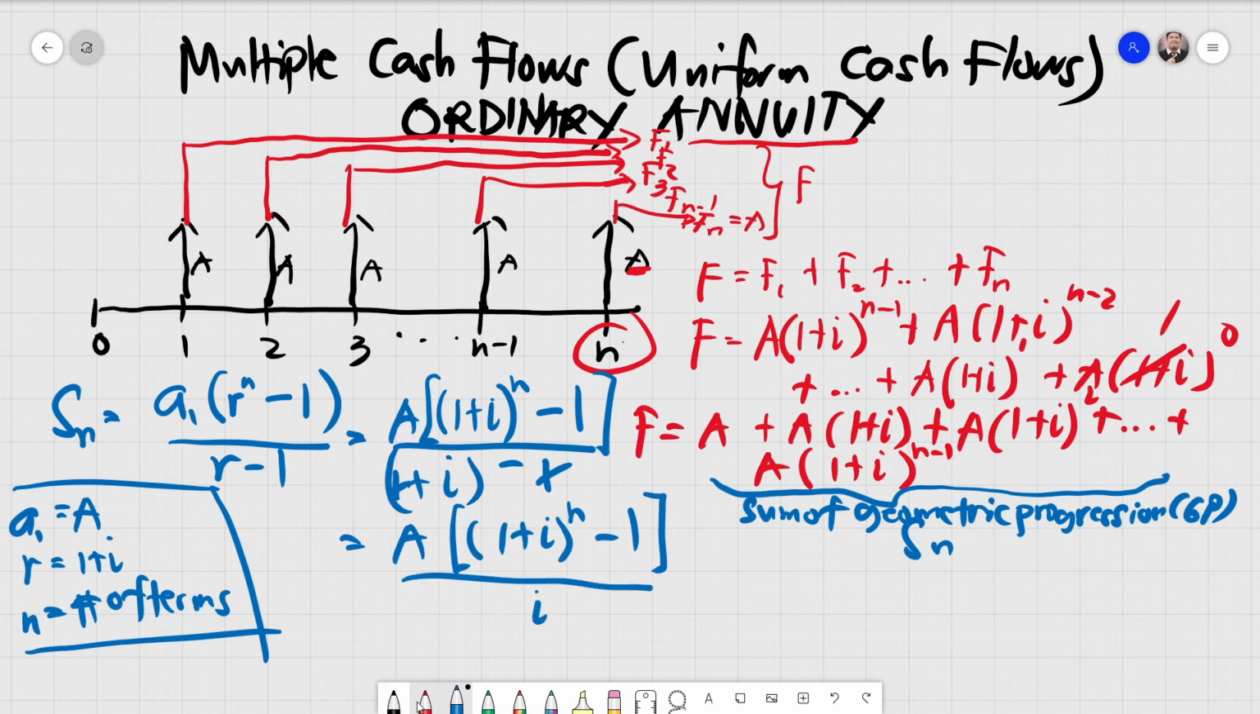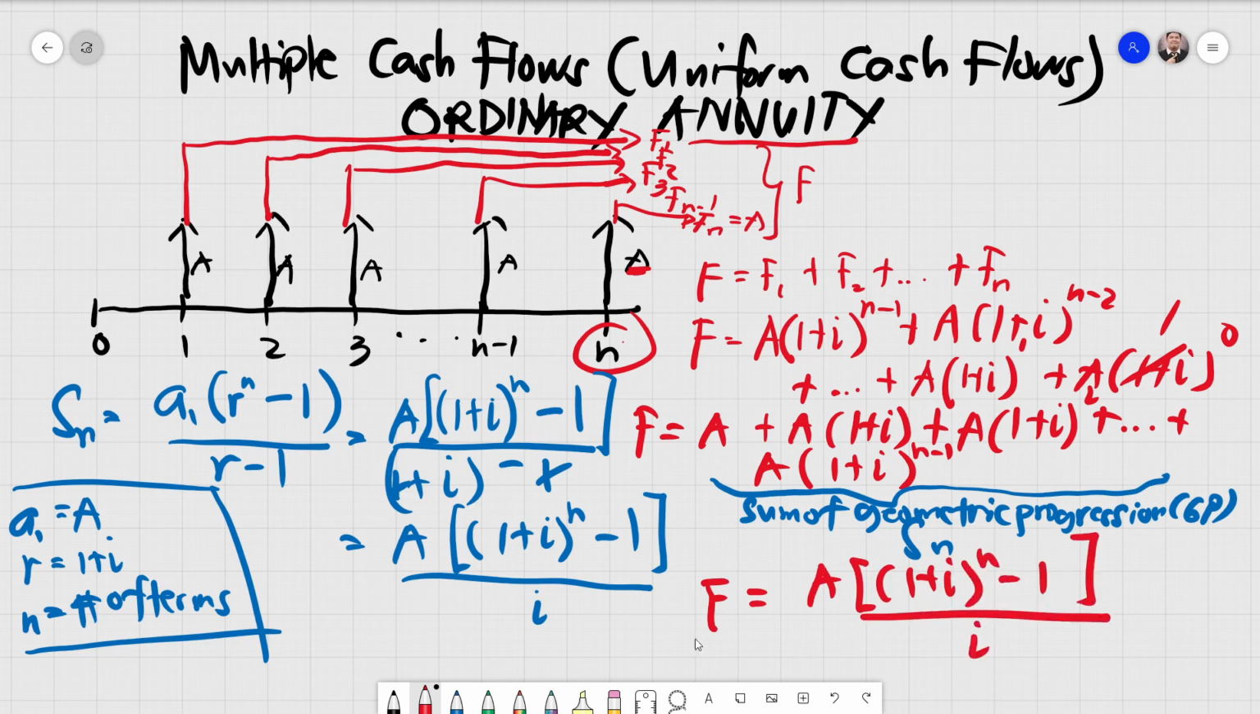So, essentially, we have derived the equation for the future value of an ordinary annuity. So, this is given by F is equal to A times 1 plus I raised to n minus 1 all over I. So, ito na yung formula natin sa pagkuha ng future value ng ordinary annuity.